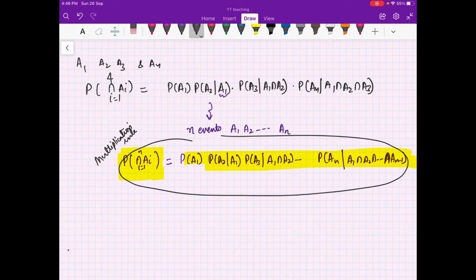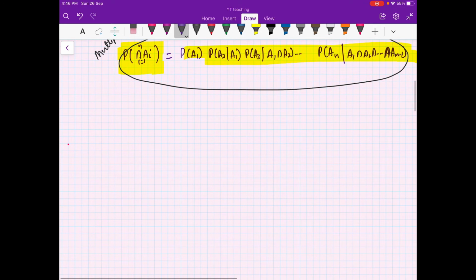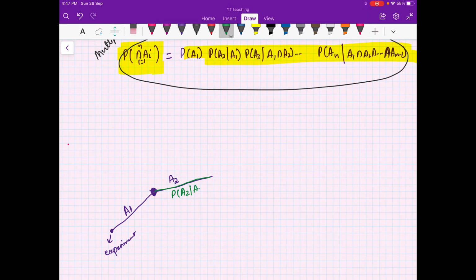Right, so you can also make a tree. Here what we are saying is, suppose you start your experiment. So this is your experiment, right? So this is that event A1 happens, right? Then you reach here, and then this branch here is event A2 happens when A1 has already happened. So this branch corresponds to the probability of A2 given that A1 has already happened.